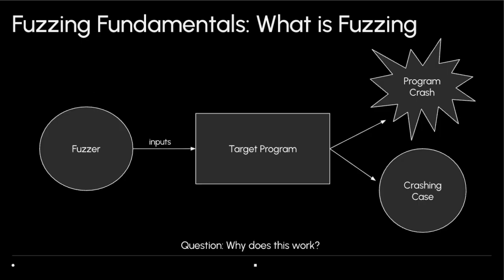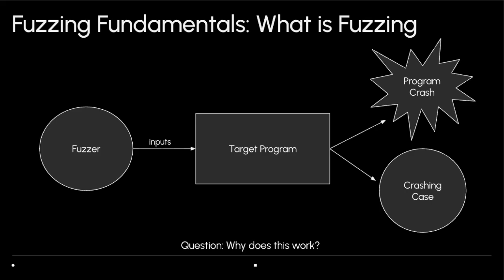At its core, fuzzing is pretty simple. You take a target program, throw unexpected inputs at it, and wait for crashes. The diagram here captures the whole idea. Inputs go in, crashes come out, and we save the input that caused the crash so we can study why it crashed. Before I go further in though, I want to ask, why would this ever work?